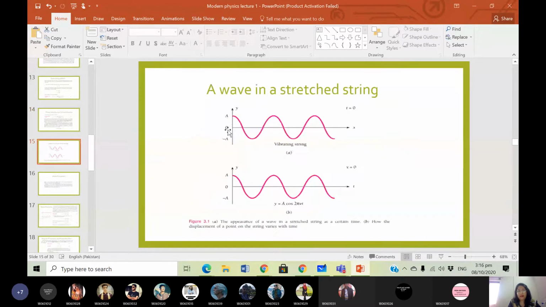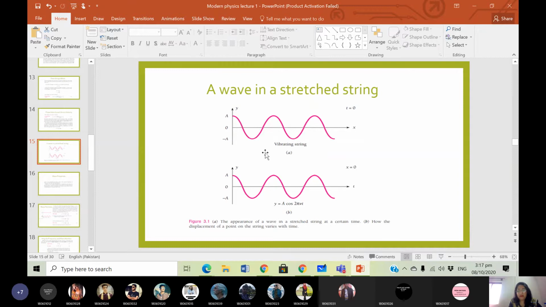Y is also in meters or any unit of distance. So y is also in distance unit and x is also in distance unit. So this is versus x. This graph is y versus x. This graph is y versus t. Okay?